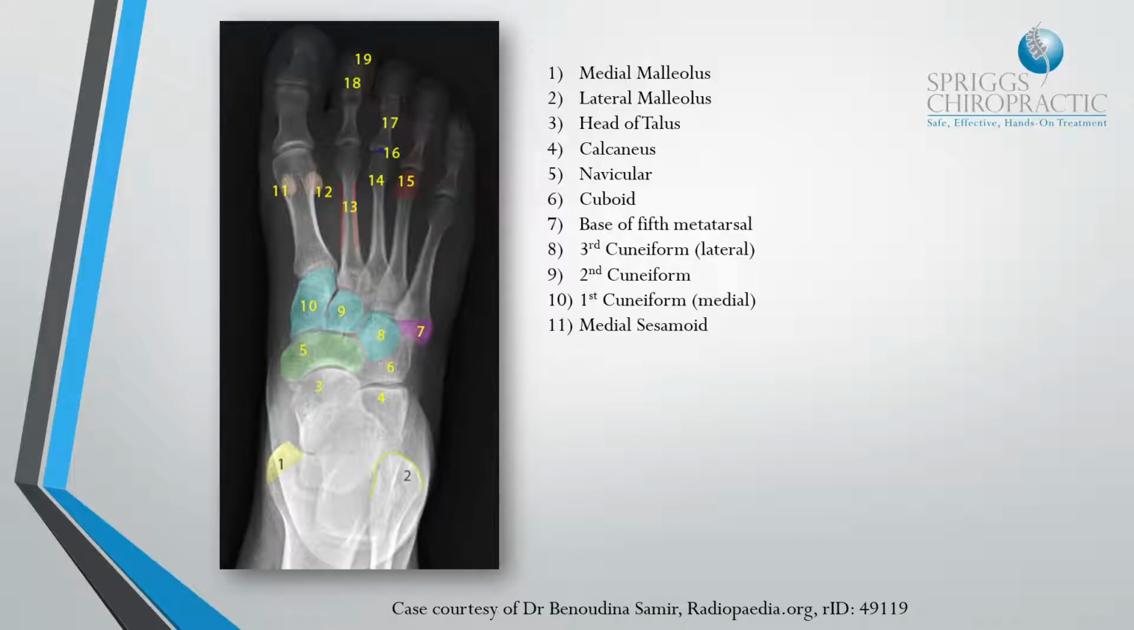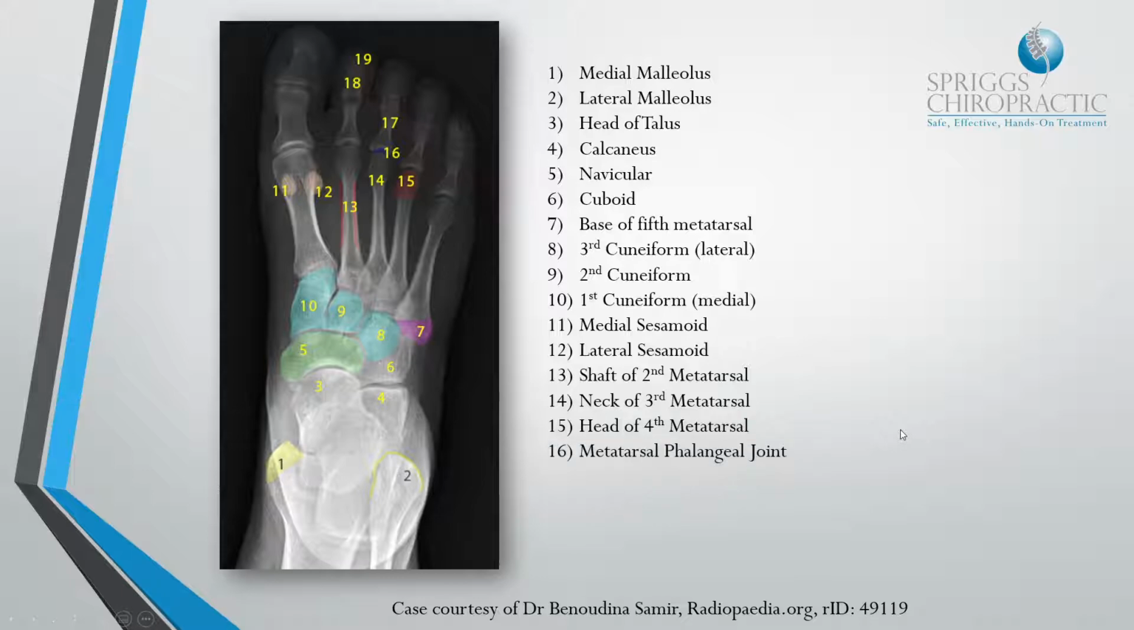Number 11 is the medial sesamoid bone of the big toe. And number 12 is the lateral sesamoid bone. Number 13 is the shaft of the second metatarsal. So obviously, just to highlight, all of the shafts of the metatarsals are these bits along here. Number 14 is where the neck of the metatarsals are, and then 15 is the head of the metatarsals.